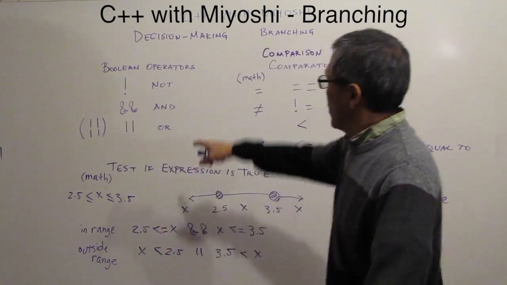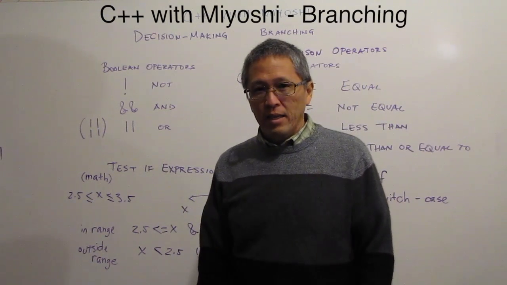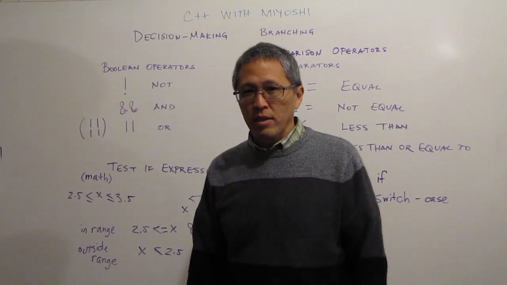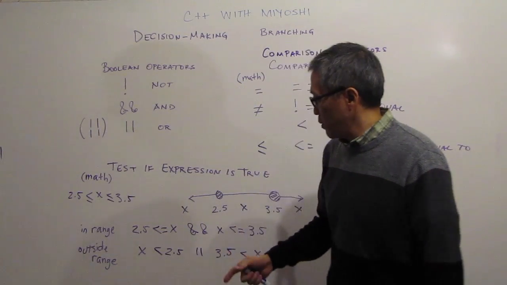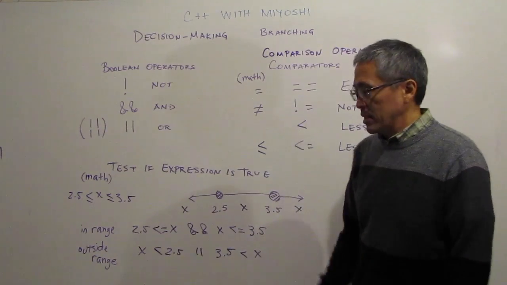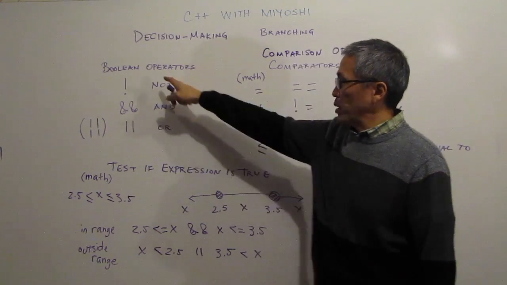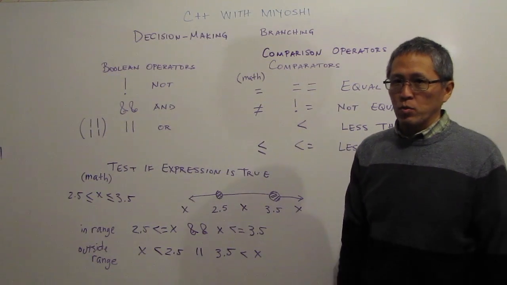Today we're here to talk about decision making or branching in programming, and we're just going to give a little introduction to that and tell you a little bit how to do that. So when we make decisions, we're testing expressions to see if that expression is true or not. And the way we do that is we have some Boolean operators, or we have these comparison operators as well.